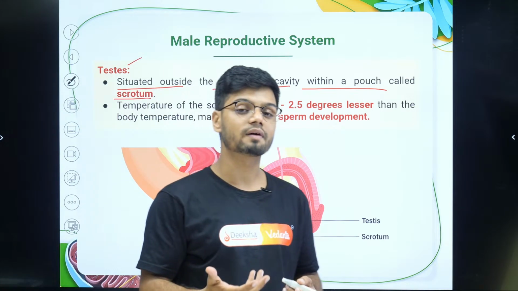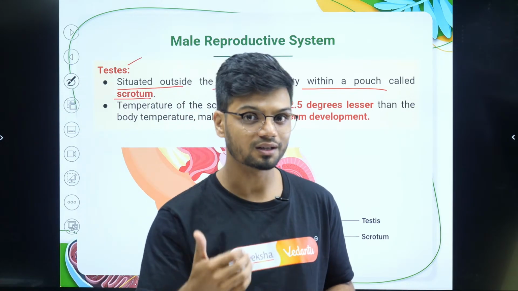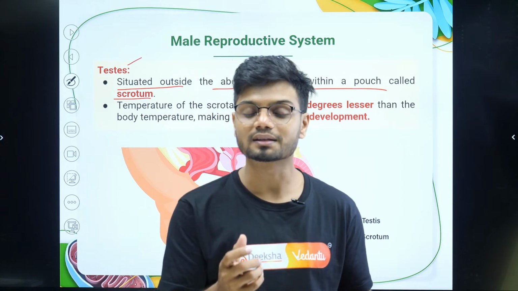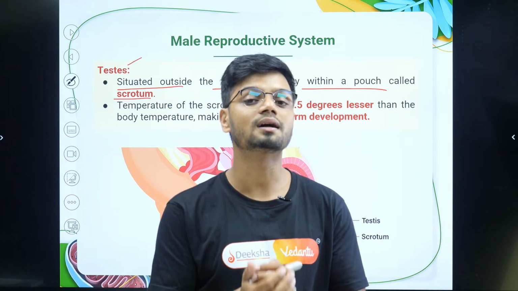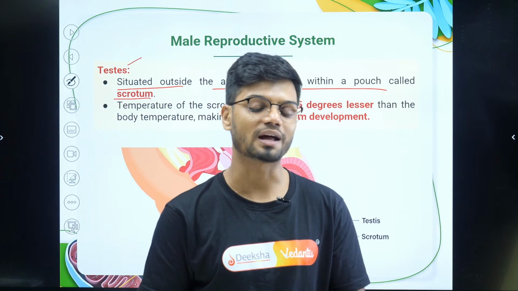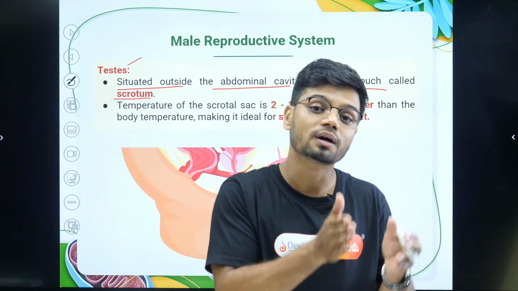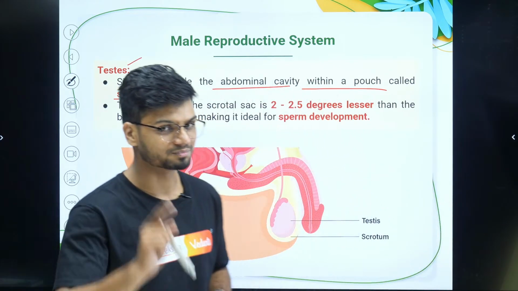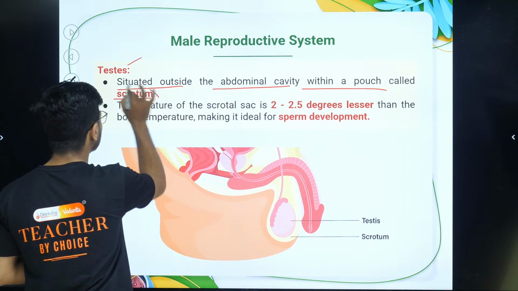So the testis is located where? The testis is located outside the abdominal cavity. It is held in a cup-like, sac-like structure known as the scrotum. So the testis can be found inside the scrotum. Very important to note. Why? What is the importance of this scrotum?